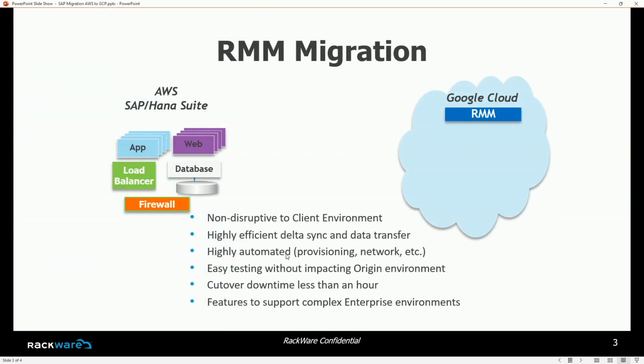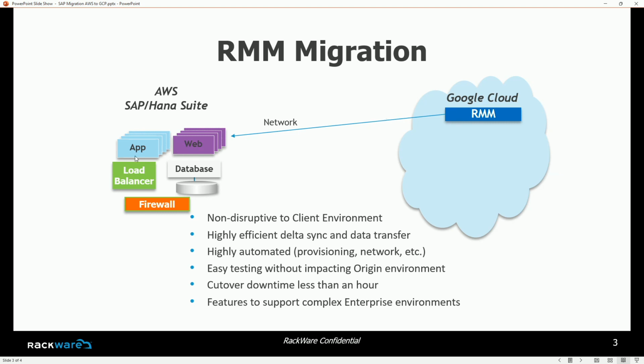Quick overview of the RackWare RMM migration process. We have our RackWare RMM server deployed into our target environment, that's Google Cloud. We'll establish a layer 3 network connection from that RMM to our source servers themselves. This I'm doing with public IPs to keep it very simple.